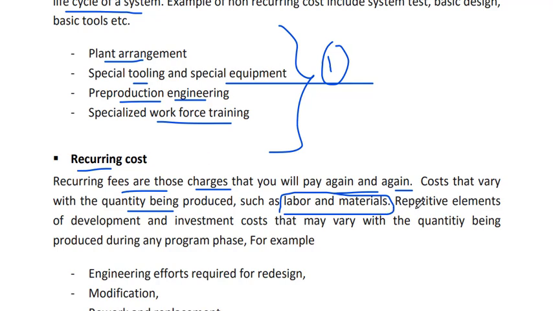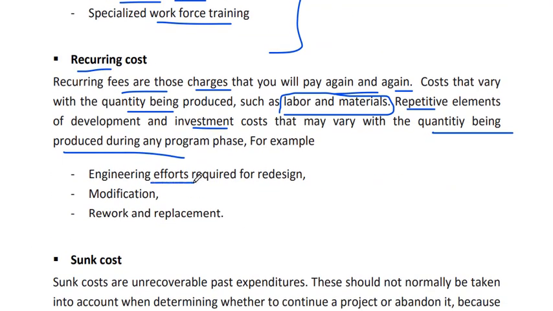These are repetitive elements of development and investment cost that may vary with the quantity being produced during any program phase, such as the engineering effort required for redesign, modification, rework and replacement. This is recurring cost. It happens every now and then, in two months or three months. These costs are incurred every two to three months, every month, every day. So this is called recurring cost.